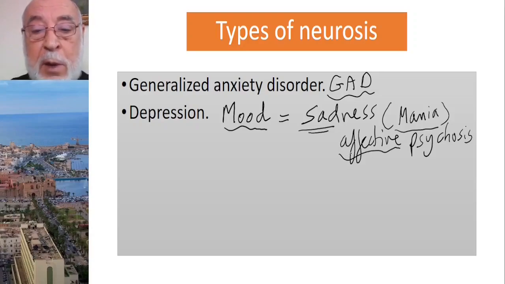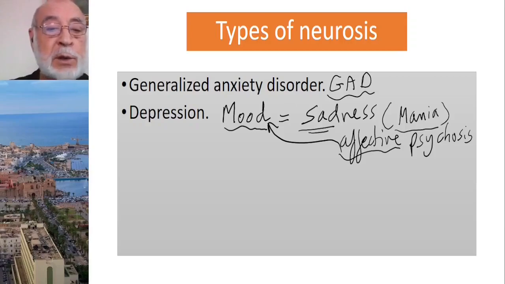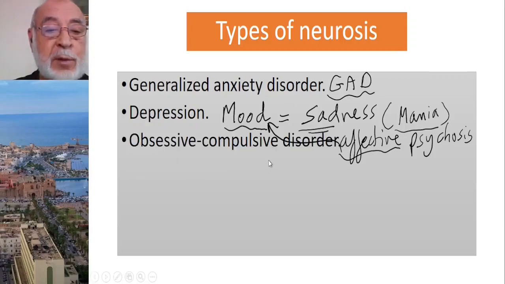Affective means it will affect the mood of the person. Affective psychosis. Okay. The third type is known as obsessive compulsive disorder. It is either composed of obsession with thoughts, impulses, or images, and or compulsion.